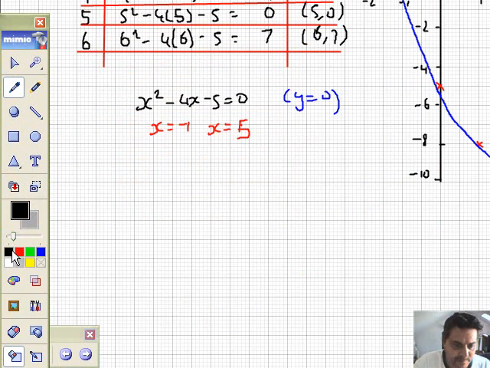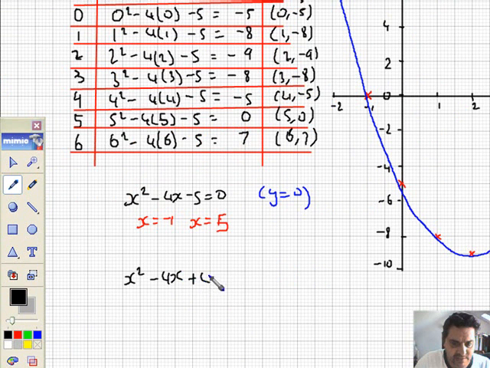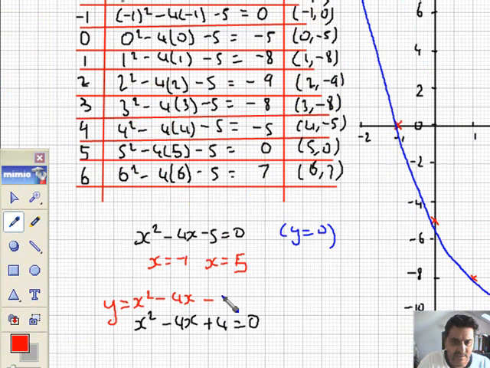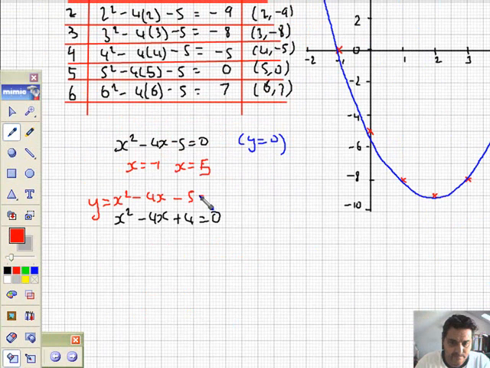And the next one, I've got to solve this one. X squared minus 4x plus 4 equals 0. I've got y equals x squared minus 4x minus 5. Easy, look at that. And that's going to equal 0. Now let's see how to make it relate to the previous one. Now, that's a match, that's a match.